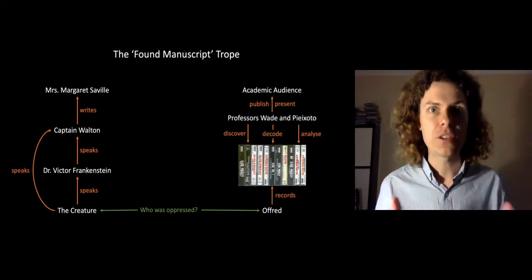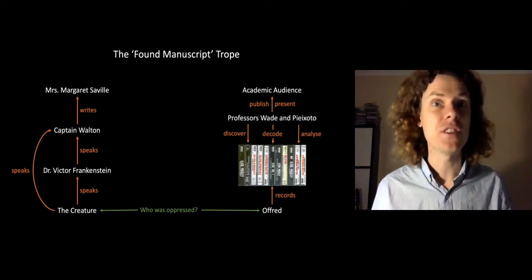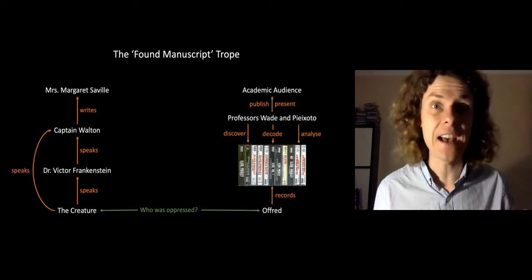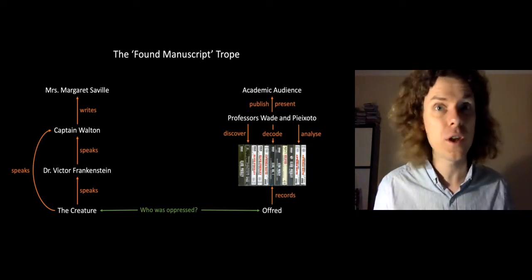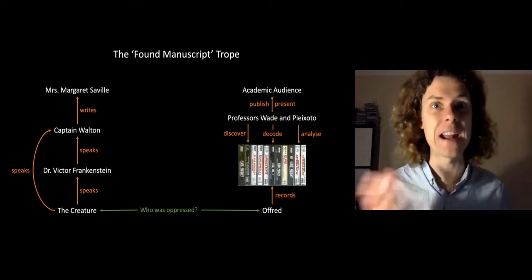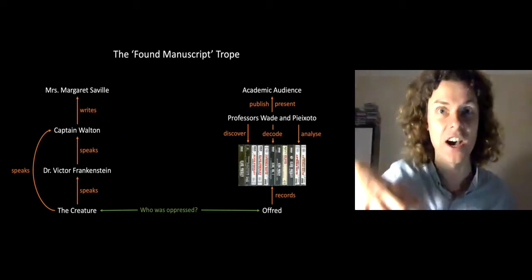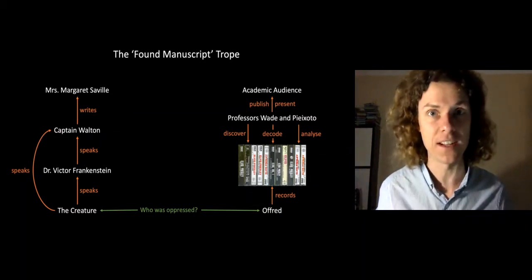And one other interesting point in both the books is that the oppressed person's name is forgotten. The creature never really has a name. And Offred, we don't know her real name. We only know this Offred made-up name that the oppressive society's given her to try and take away her identity.